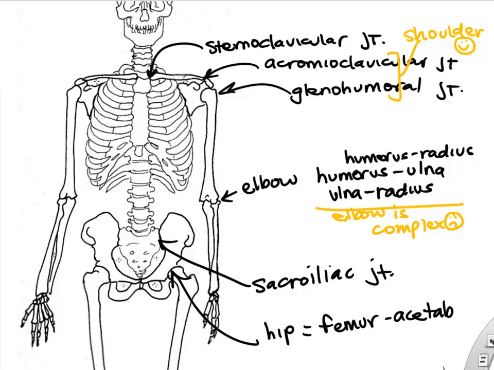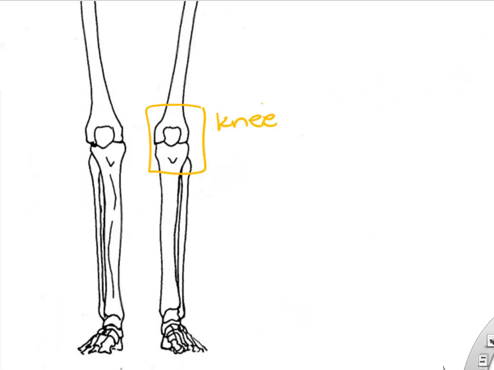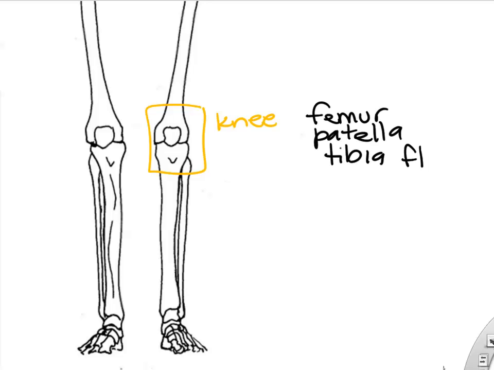The hip joint is actually the femur with the acetabulum. The temporomandibular joint is your jaw, between your temporal bone and your mandible. And of course, all the little vertebrae have complex joints between them too. So for our class, we're really just going to focus on the knee, but I wanted to point out that if you know the two bones, you can figure out the joint.